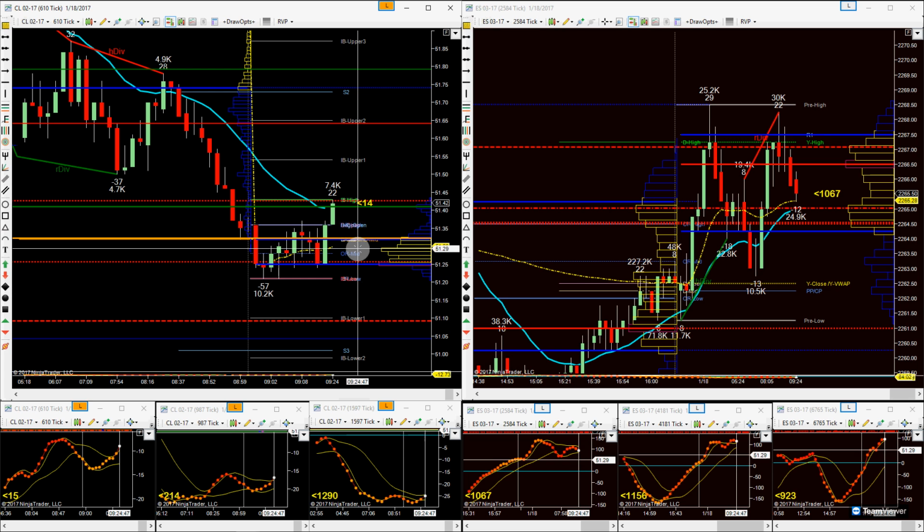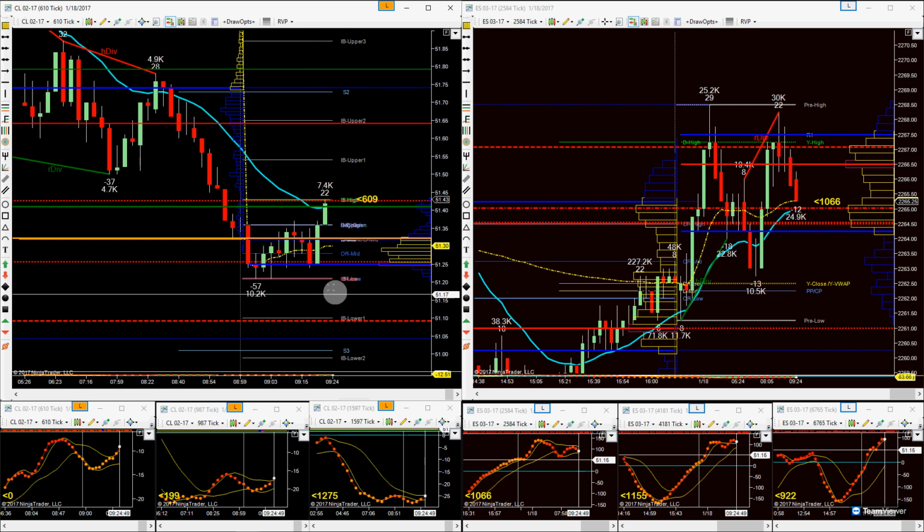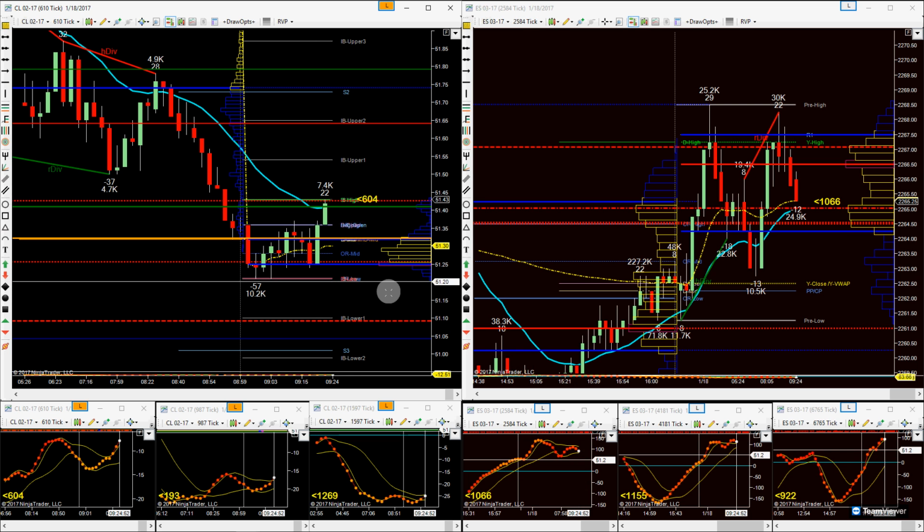So for me, 10 ticks is all right. I'm not catching all 15, but if I get in close to the bottom of that, close to the top of that, I should be able to get in and out fairly easily on one of my contracts.